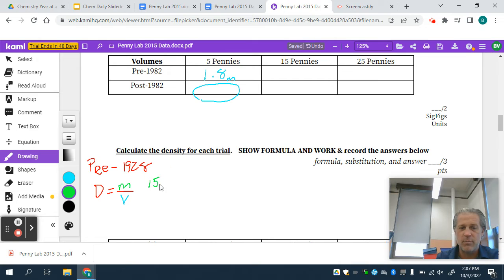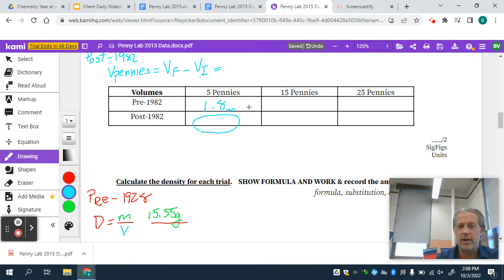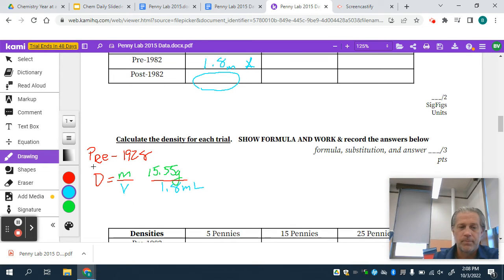So I'm going to take 15.55 grams and put it over the volume for pre-1982 pennies. And when I look up, my volume for pre-1982 pennies for 5 pennies is this right here. So I'm going to put the 1.8 milliliters. So I'm going to take the 15.55 divided by 1.8, and that's going to give me a density that will be equal to like 8.6388, something like that.